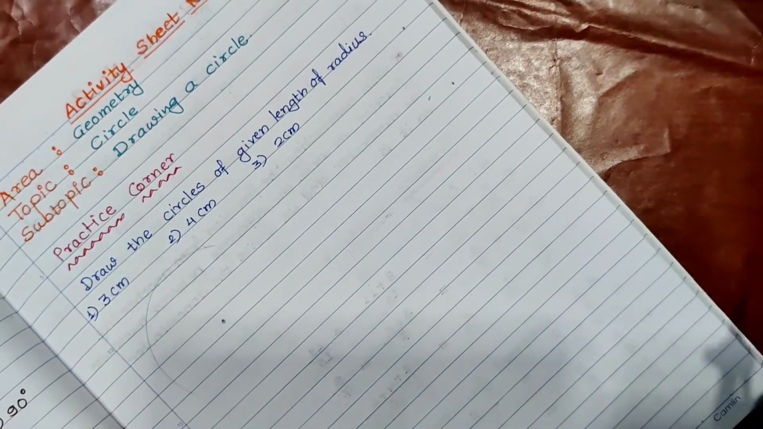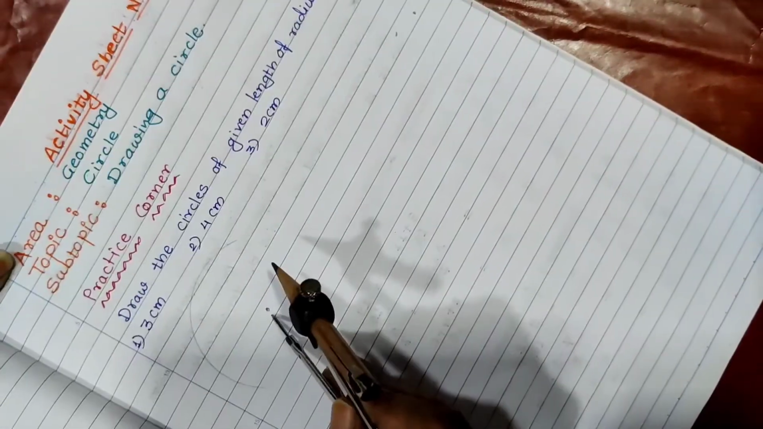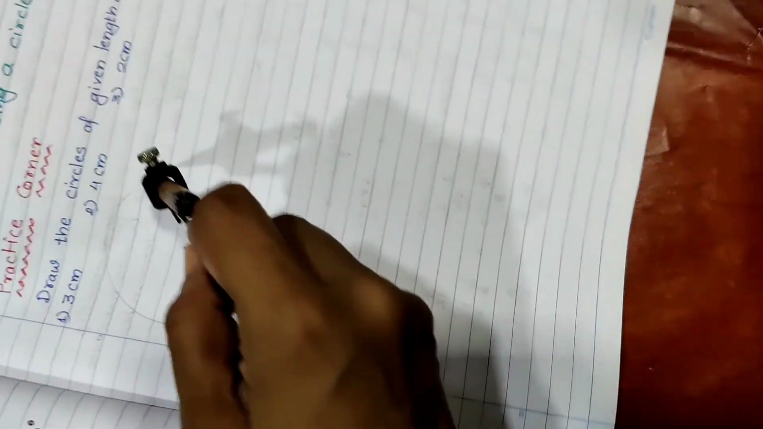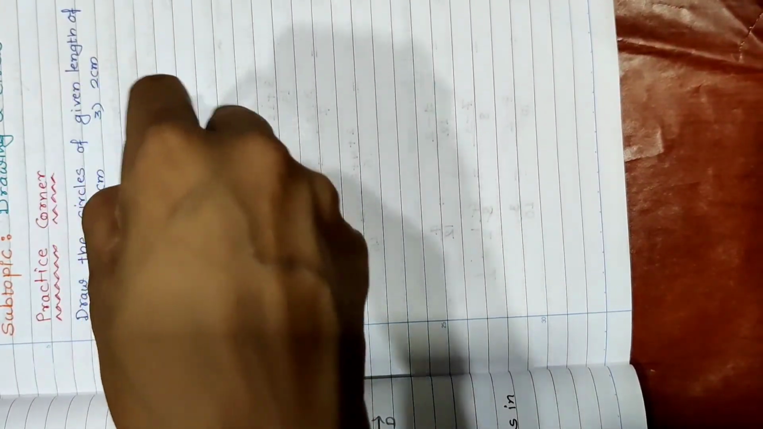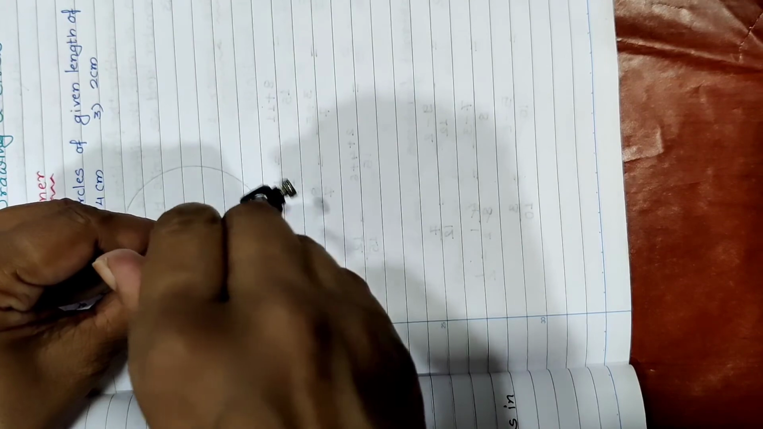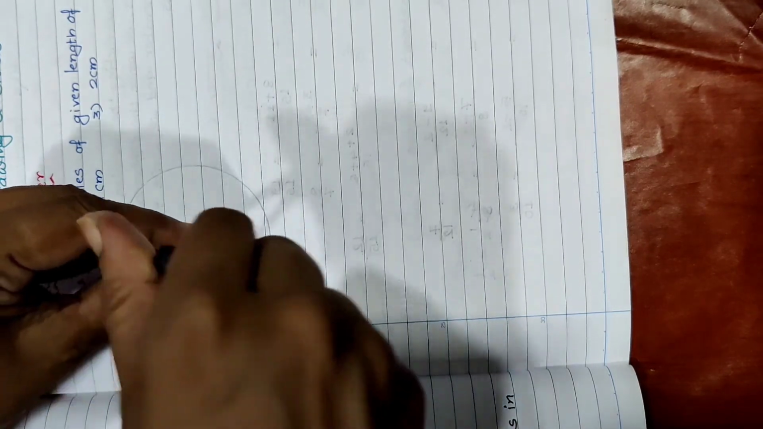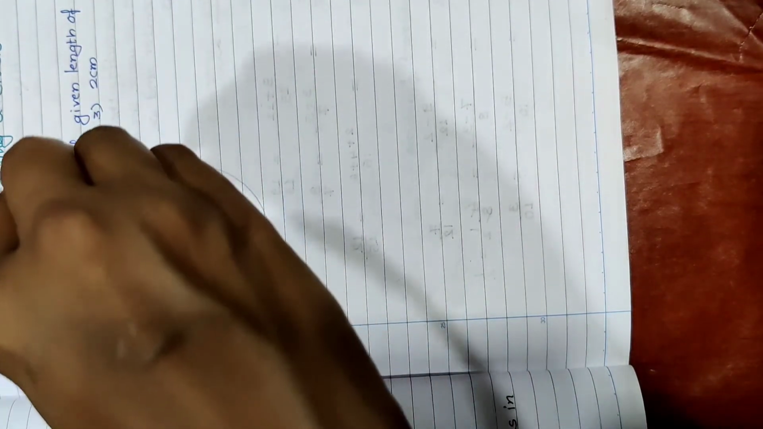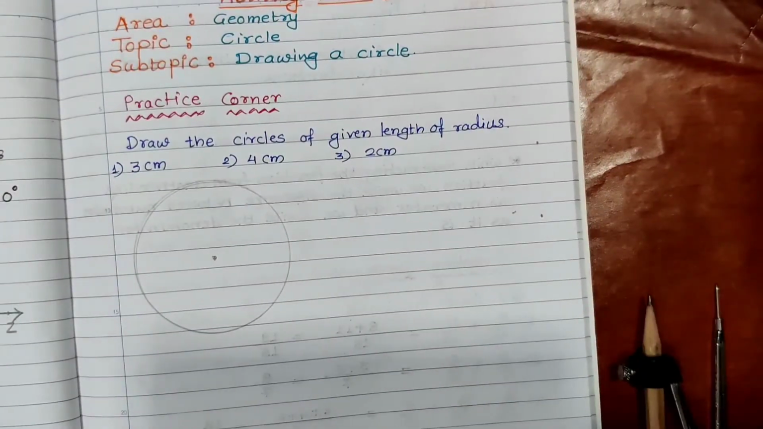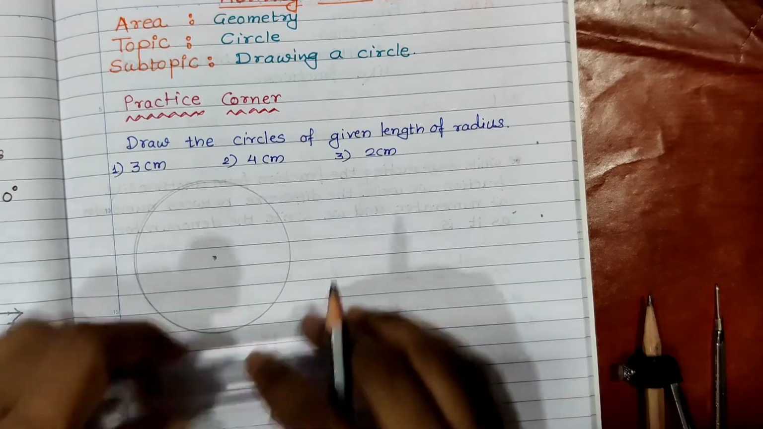If you want, you can move this notebook of yours like this so that it is easy to draw the circle. Can you see I have drawn this circle? You can show this radius with the help of the scale.